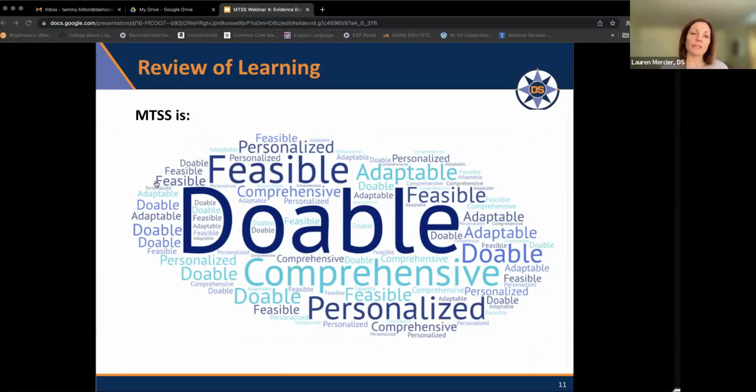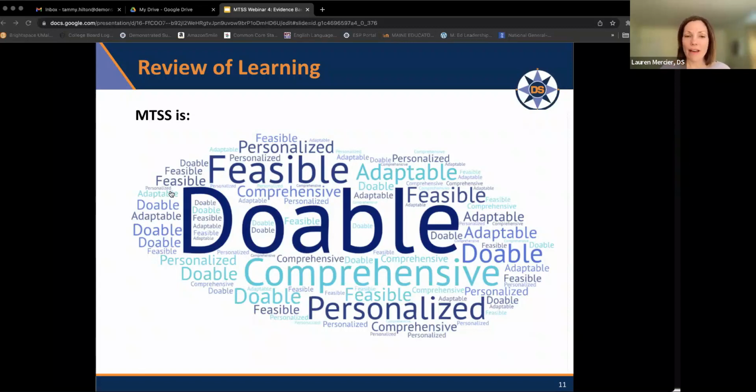So we do really want you to feel like you can come away with the ideas that multi-tiered system of support implementation is doable, and it's doable in all schools. It is a personalized framework, so it really does meet the needs of your school and your learners, your teachers. It's adaptable to the resources, both material and personal, that you have already. It's feasible in the sense that Tammy and I really don't feel like you have to purchase all that much to get this framework up and running and implemented successfully in your buildings.